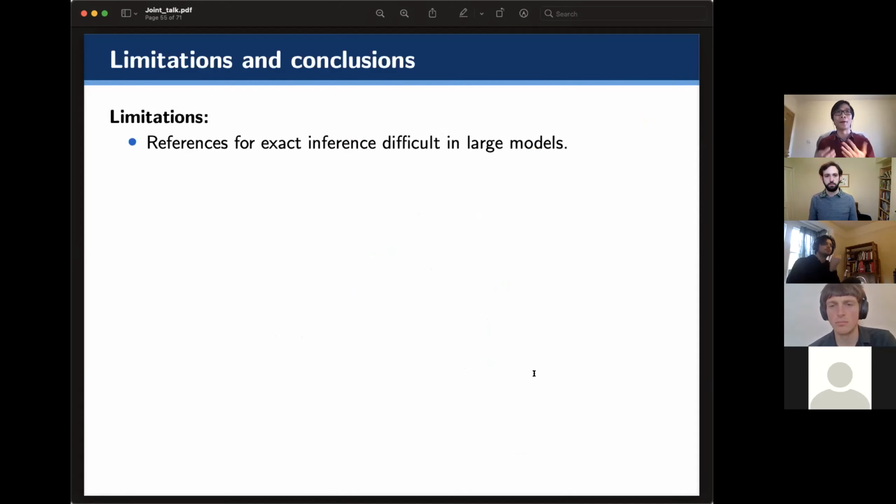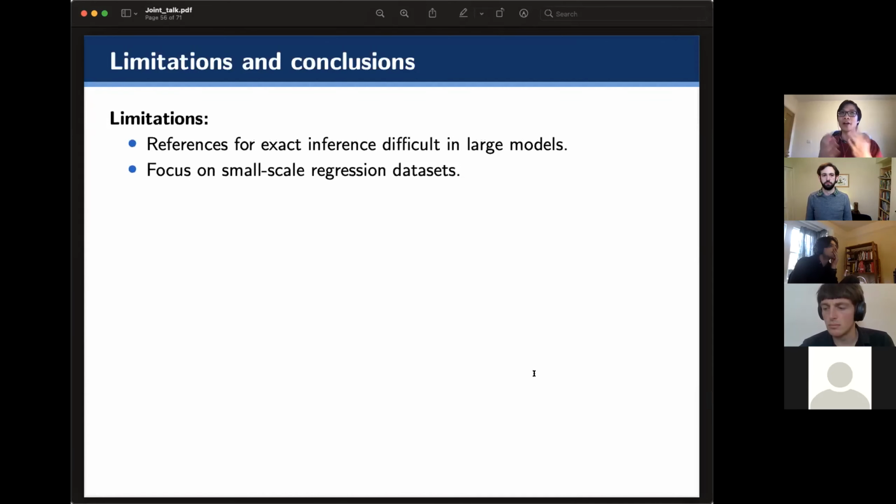So let me just wrap up by explaining some limitations of our work and some conclusions to draw. The first obvious limitation is that references for exact inference are really difficult in large models. In shallow networks where we get HMC and the GP to agree, I'm pretty confident that we get a good job of representing the exact posterior. But in deeper networks, you might argue that even the GP might not be a very good reference, and it's mainly suggestive of what we expect the true posterior to behave like. Necessarily, we therefore focus on small-scale regression data sets where we can be more confident about our inference references.